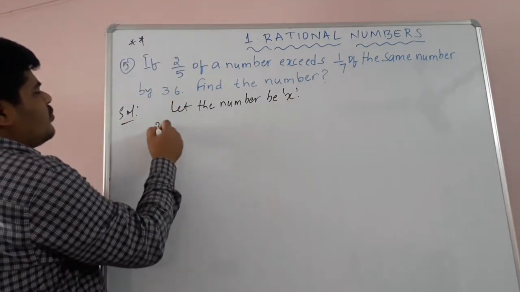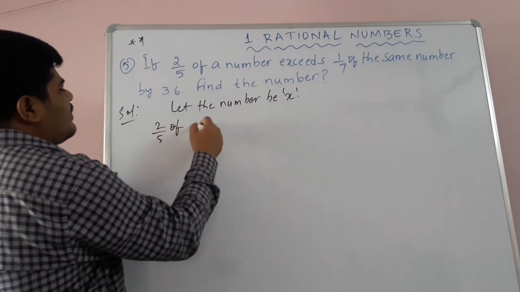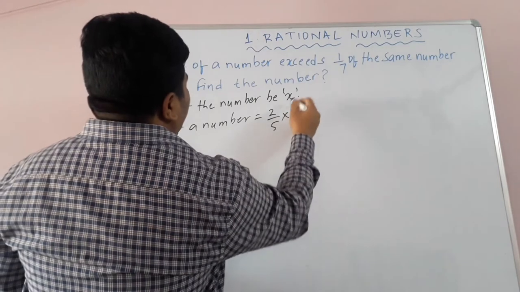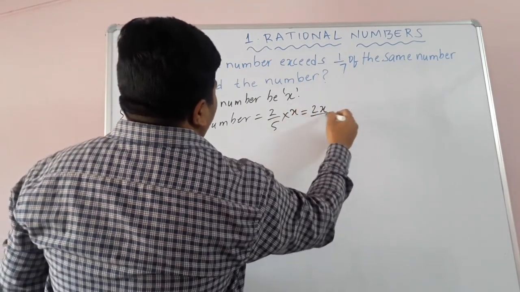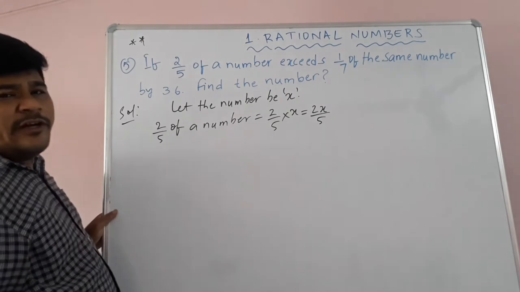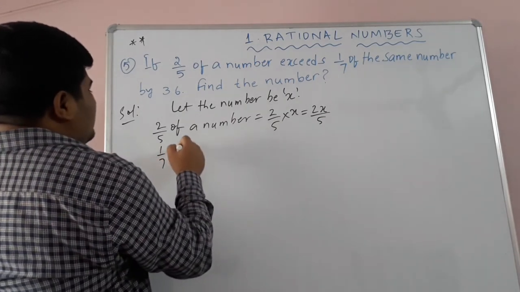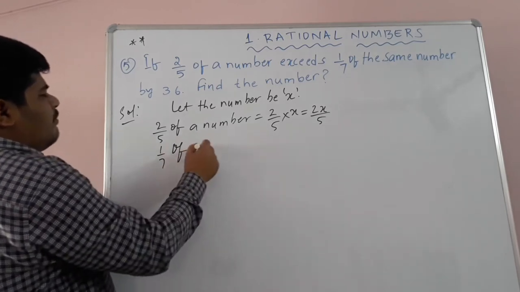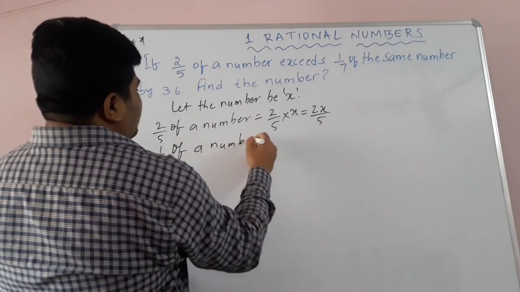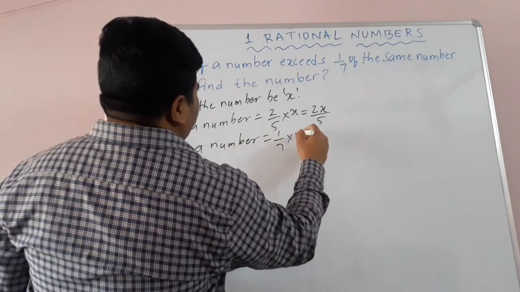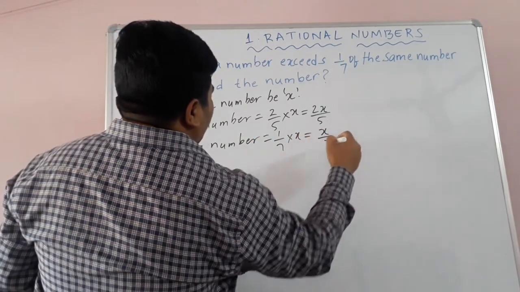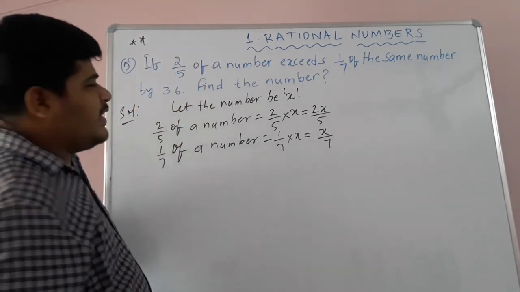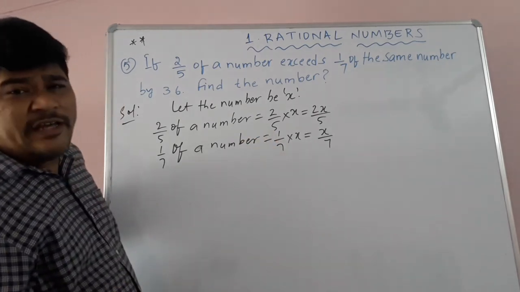So what is 2/5 of a number? Of means into, and that number is x. So 2x by 5 is that number. 2/5 of a number is 2x by 5. What is 1/7 of a number? Of means into, so 1 by 7 into x. That is x by 7, or 1x by 7. Both are the same. Both indicate the same meaning, right? So here, instead of 1x, we can write x by 7.